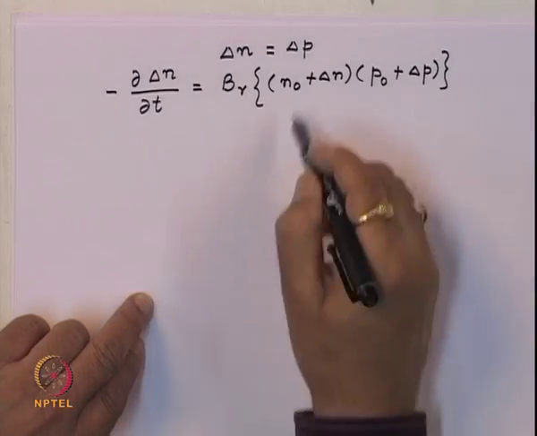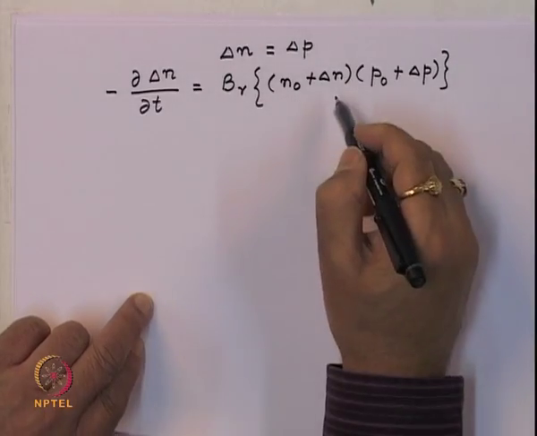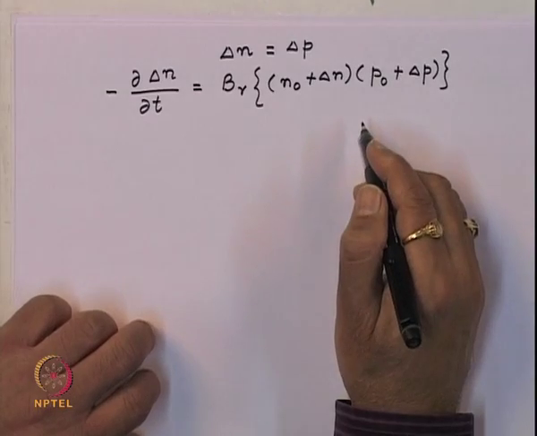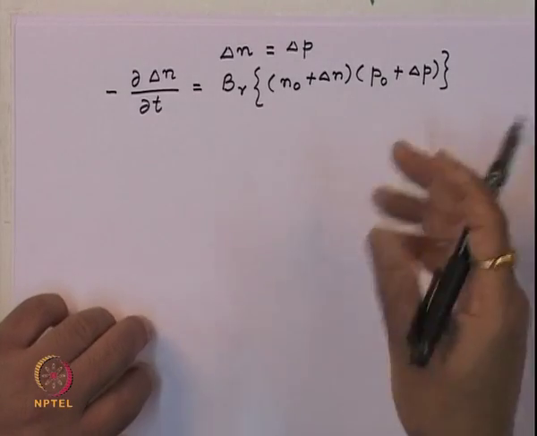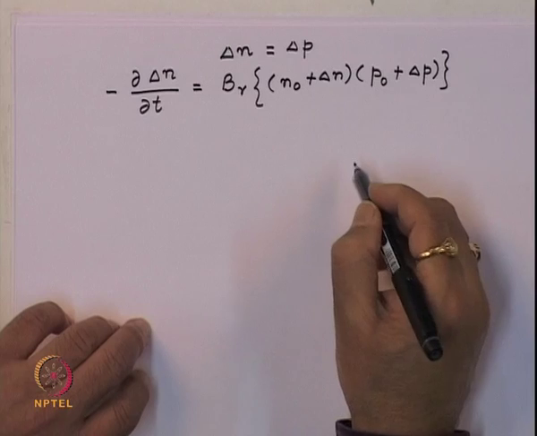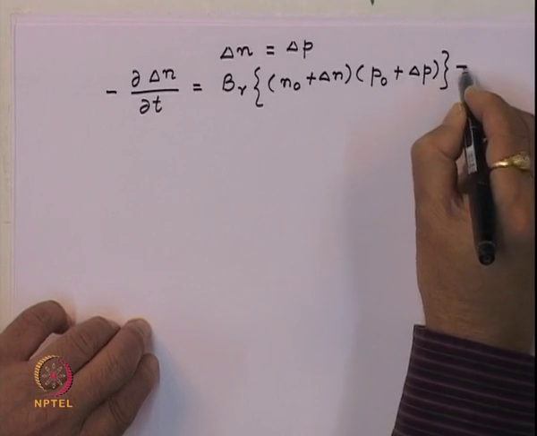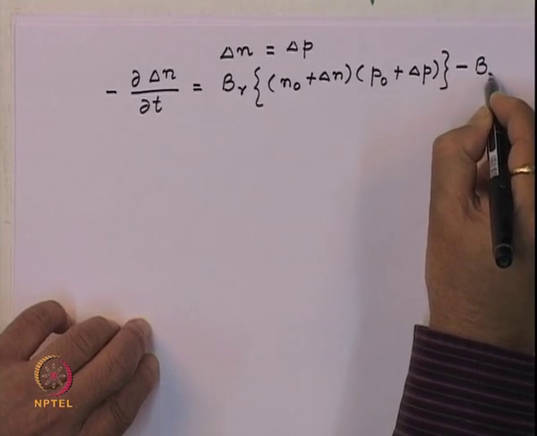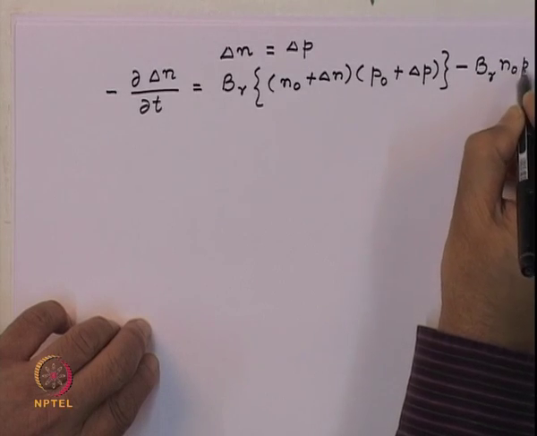These are the carriers which are injected inside the junction. However, there is going to be thermal generation which you have to take care of. So, you subtract the thermal generation, which is Br times n0 times p0.